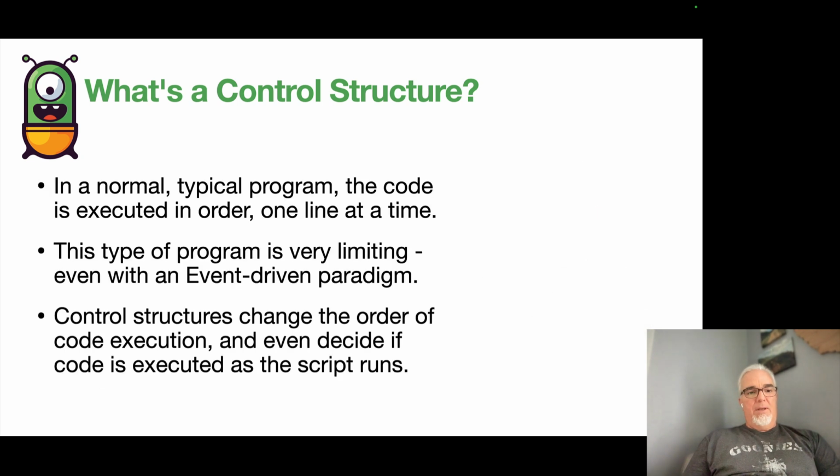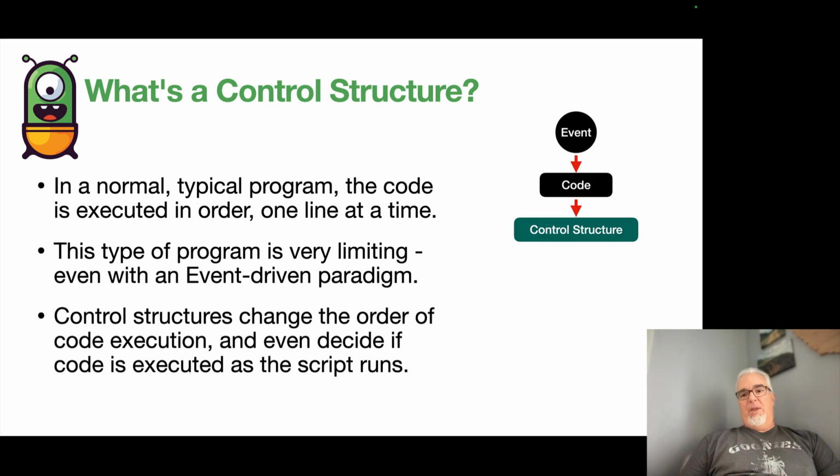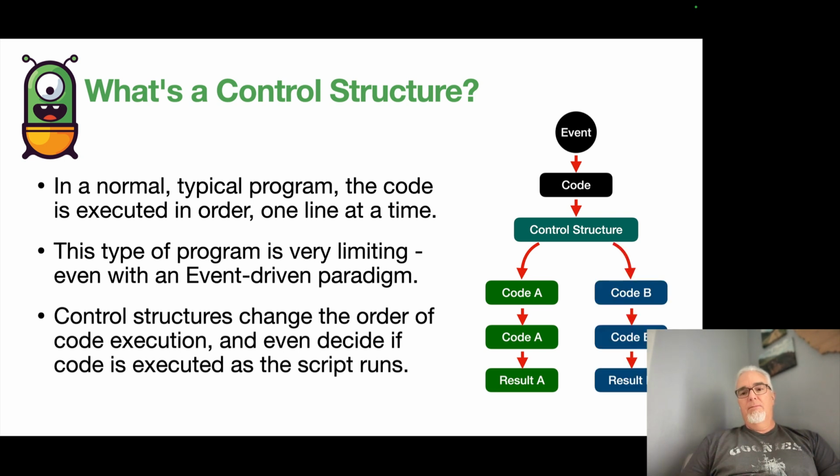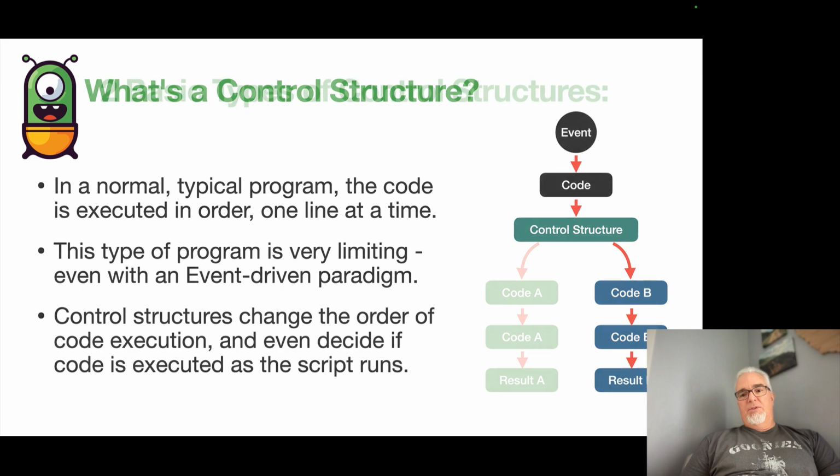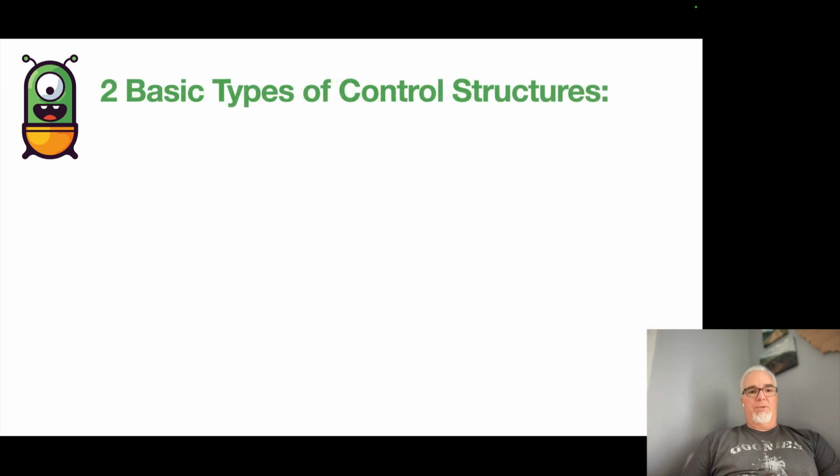So what we want is control structures. Control structures can actually change the order of code execution and even decide whether code is executed or not. So even if we have, let's say, an event that triggers our code to run, the code might run for a little bit, and then we have a control structure that says, what do we want to do next? Do we want to execute this line of code, which produces a certain result? Or do we want to execute this line of code, which produces a different result? And so one versus the other gives us different results.